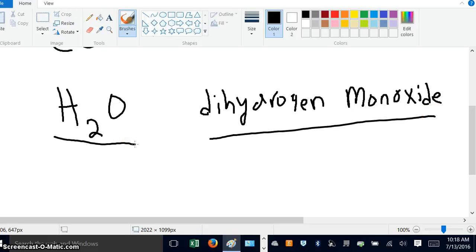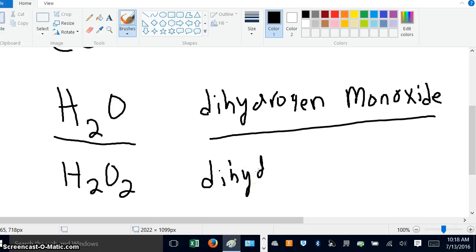All right. How about this? What if we had H2O2? This is very common. You find this in drugstores. It's also known as hydrogen peroxide. That's its common name, but the formal name of H2O2 would be, of course, dihydrogen dioxide, because there's two oxygens. And that's kind of how this works.